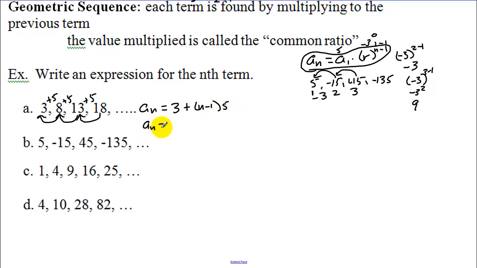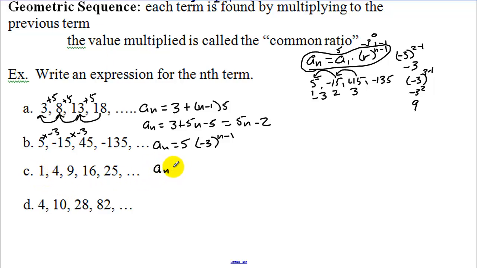Now the book may distribute, or if you get a multiple choice, it might distribute, and the answer could also be 5n minus 2. This one, like we said earlier, is multiplying by -3 to each term to get to the next. So A sub n equals the first term, 5, times the common ratio to the n minus 1, and there's not really much we can do with this. These are all perfect squares, so A sub n equals n squared.